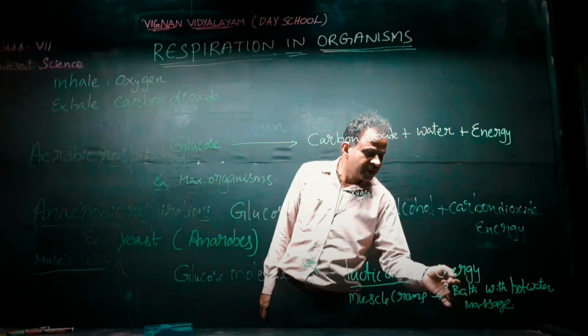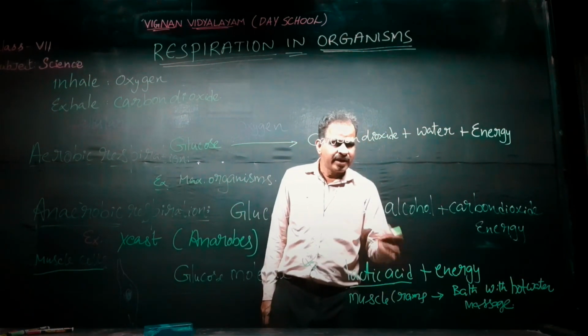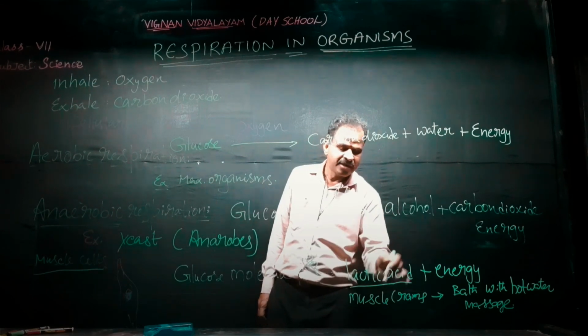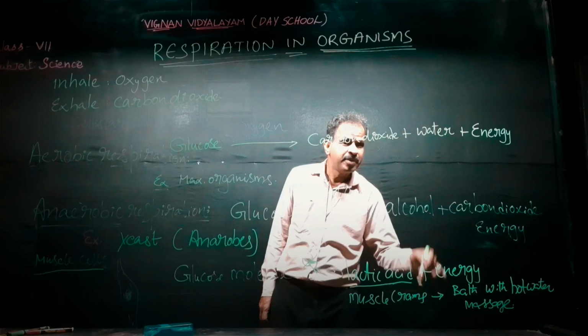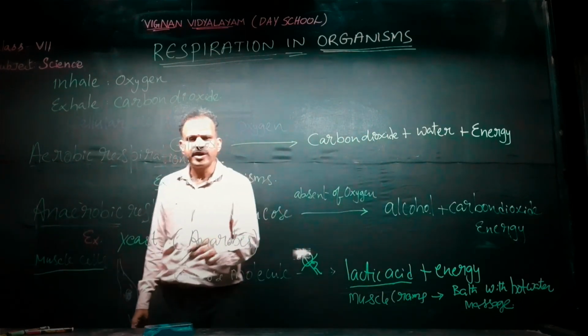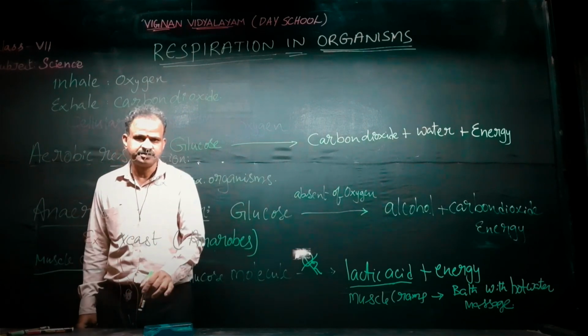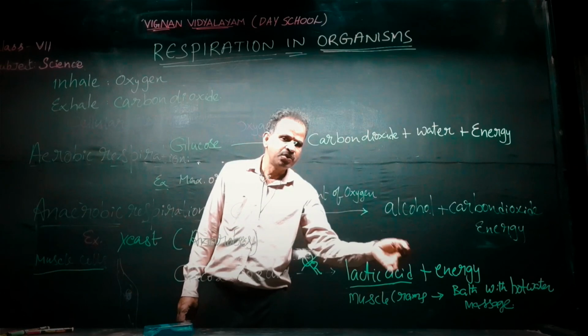We can get relief from muscle cramps by having a bath with hot water and body massage. With these two things we get relief from the muscle cramps because they improve the blood circulation. So each and every cell in the body gets oxygen. This oxygen splits the lactic acid into carbon dioxide.